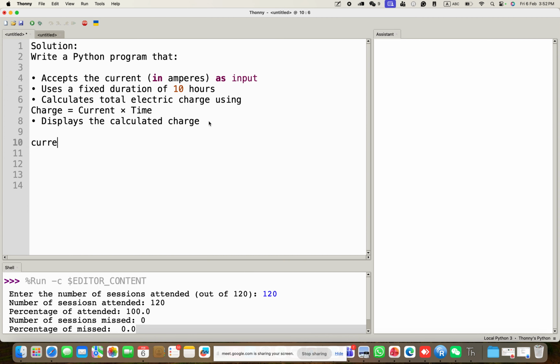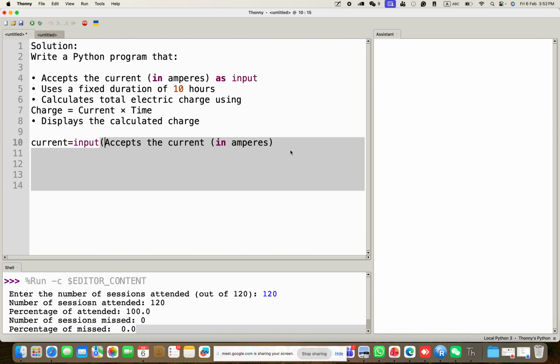You can even write it as current, no problem. Current equal to, like this, and then you say input. You wrap input around it, right? And just say here like this and like this. And instead of accept you say enter the current in amperes.